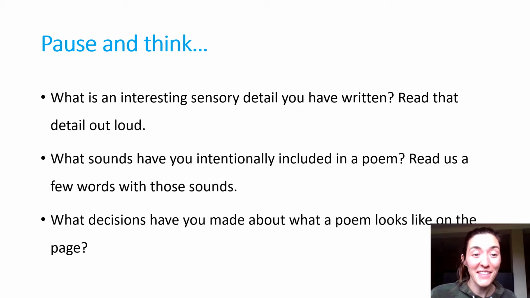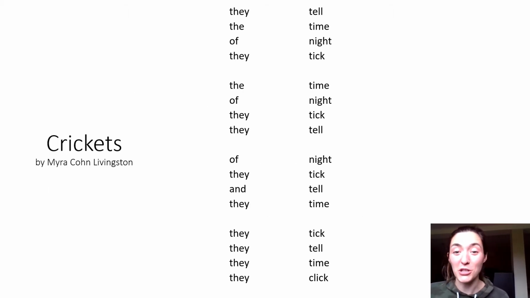And now that you've done that, we're going to move on to a new poem today. So this poem is called Crickets by Myra Cone Livingston. So I'm going to read it out loud and then I'm going to read it one time with you also, okay? So it starts at the top and we go left to right.